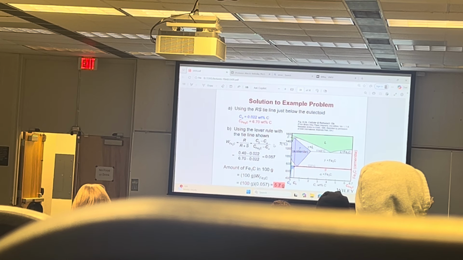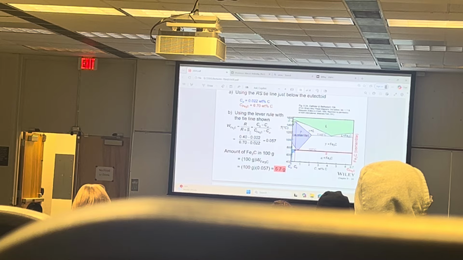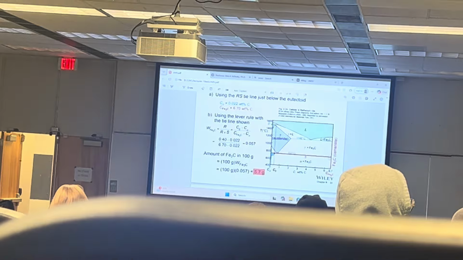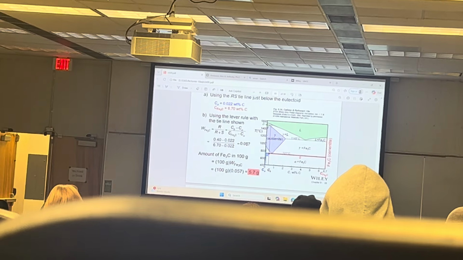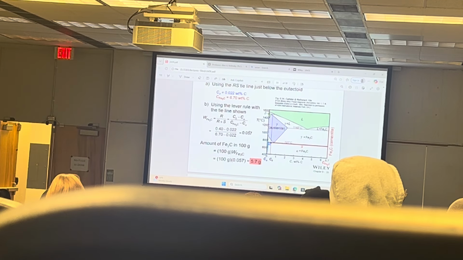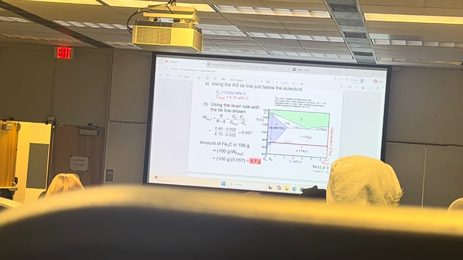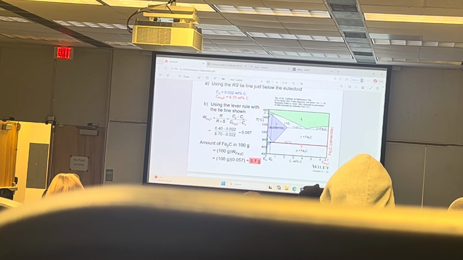So using the lever rule, we can find the weight fraction of the Fe3C. It's R divided by R plus S, and it's 0.057. So that means in 100 grams, we're only going to have 6 grams of cementite. Very small amount.